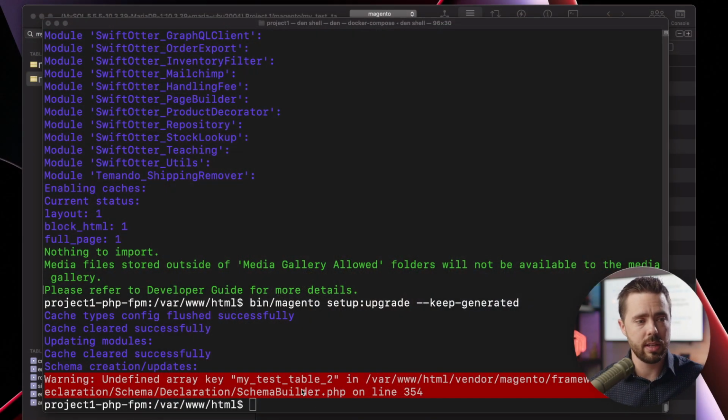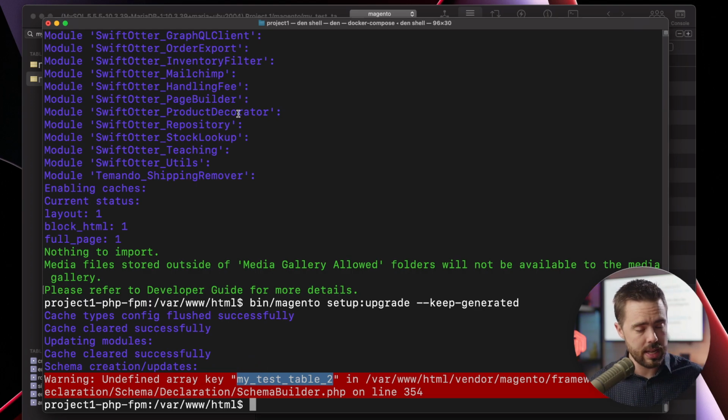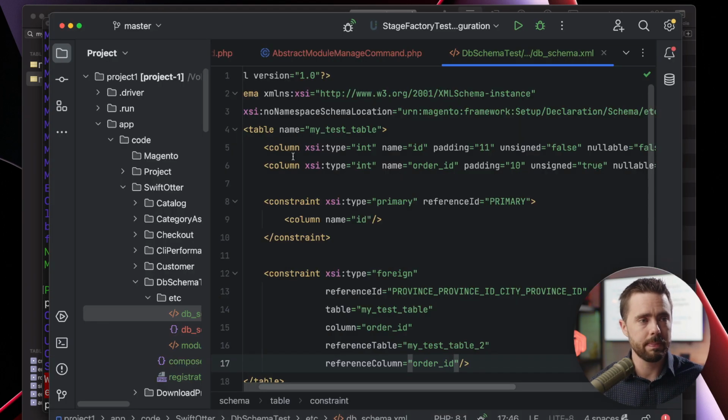But in this case, we're not necessarily talking about data patches. This is talking about foreign keys. So let's put that as a quick caveat out there. Now, however, as I just demonstrated, this is the error that this entire question is based around right here: undefined array key, and it gives a table name. Let's quickly look at the code and see exactly how this is behaving.